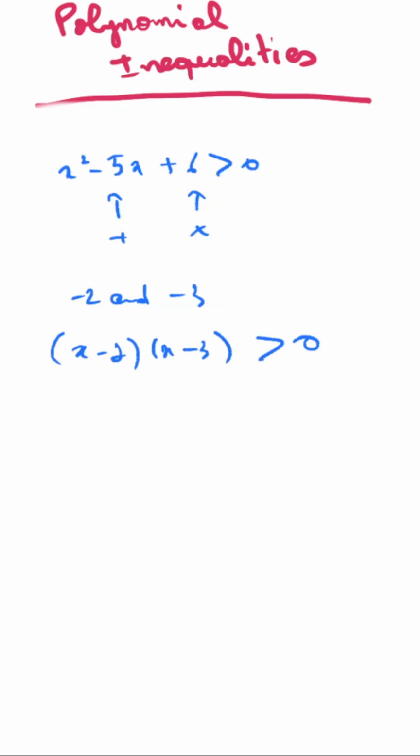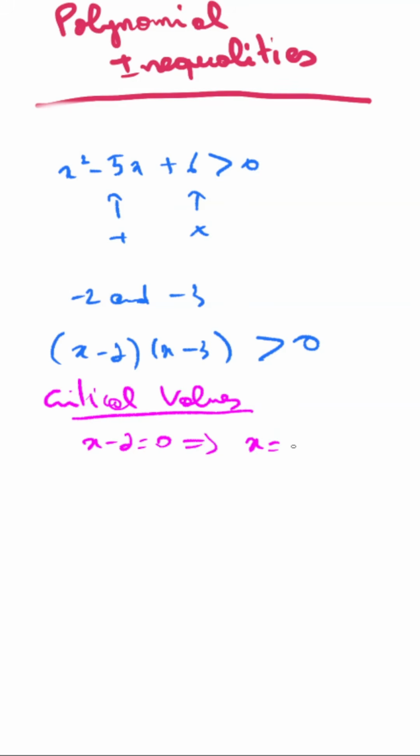Next step is to what? Is to find the critical values, which is very important when we deal with polynomial inequalities. The critical values in this case will be x minus 2 is equal to 0. Then our first critical value is x is equal to 2. And the second one is x minus 3 is equal to 0. Then you have x is equal to 3 as the second critical value.